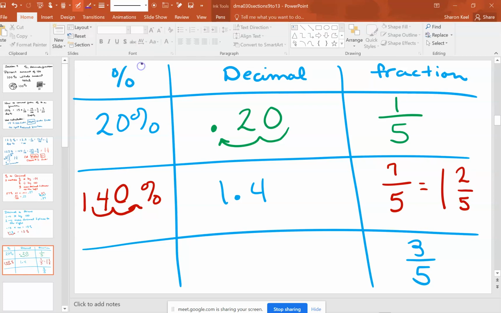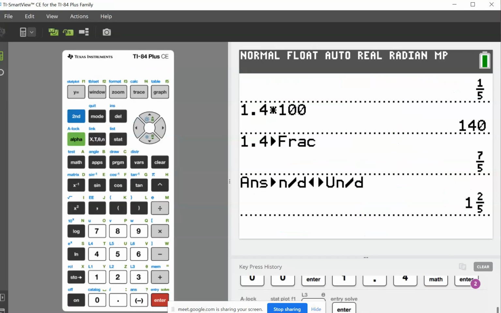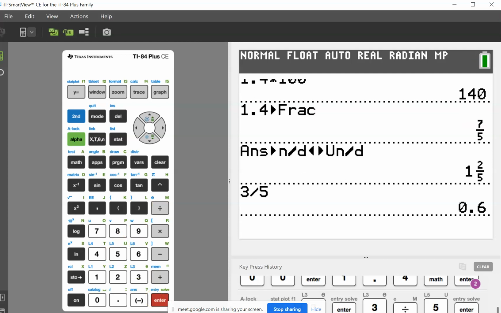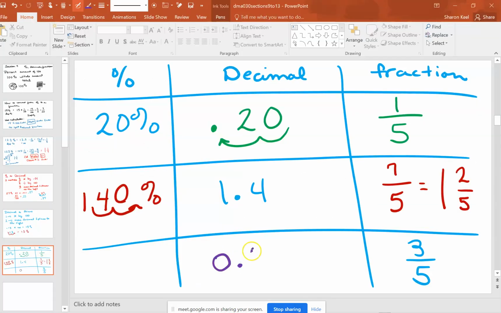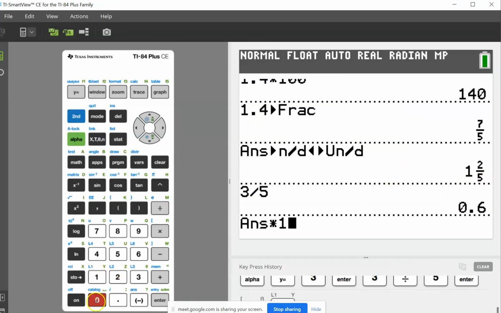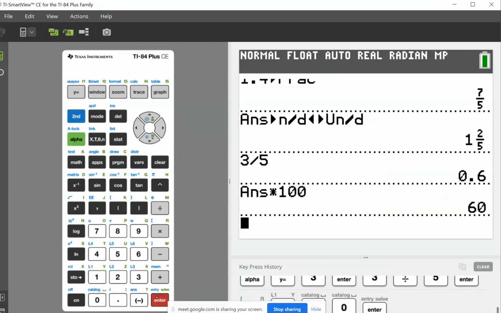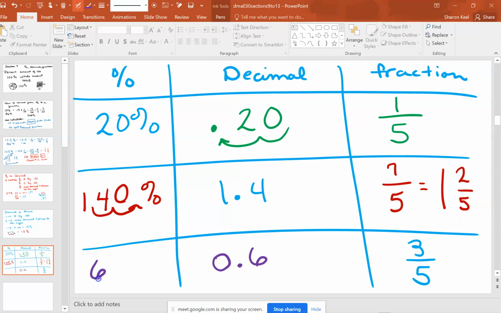Okay, let's look at this last one here. We're given the fraction. If we use our calculator, we just type in the fraction 3/5 and press enter, that gives us our decimal, 0.6. Then when I want to go from my decimal to the percent, I'm either going to multiply by 100 or I'm going to move my decimal 2 places to the right. I get 60 when I multiply by 100. If I started here and moved 2 places to the right, that would give me my 60%. So that's all of what you're doing in section 9, okay?